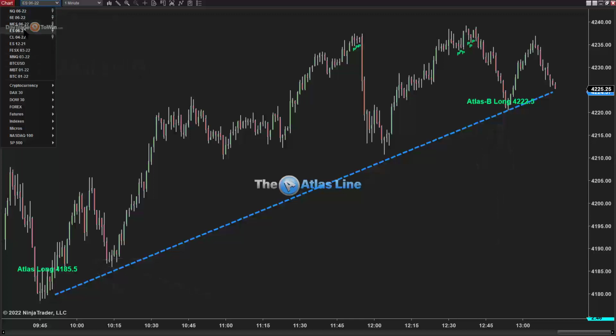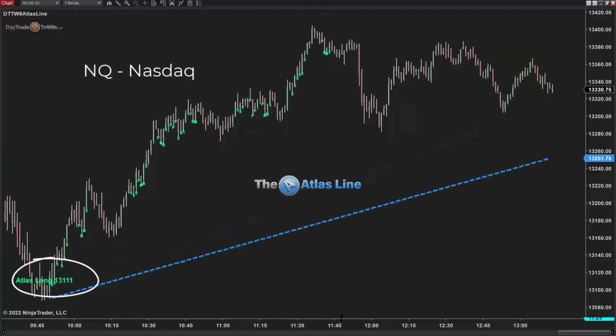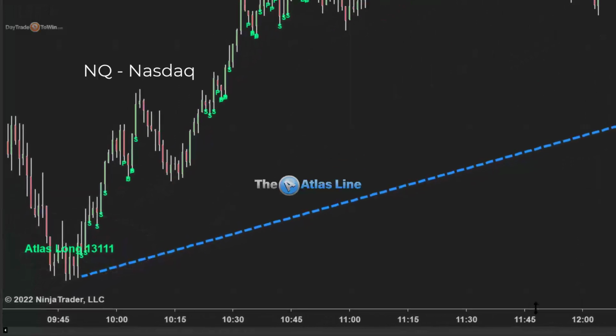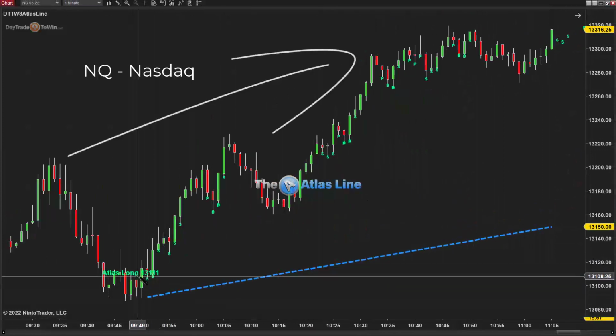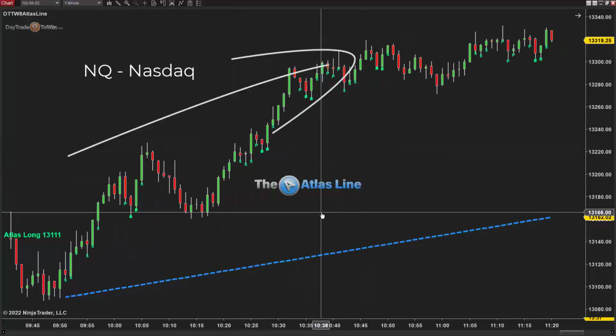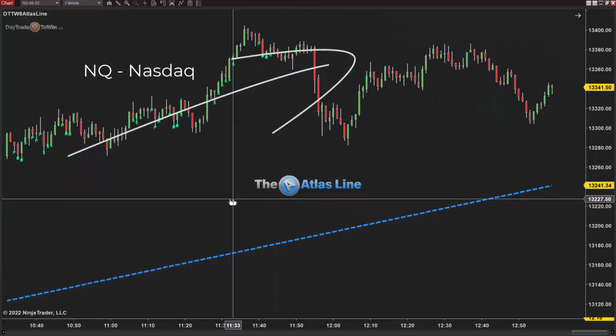So the NASDAQ is showing, again, a long opportunity. The NASDAQ is showing me a long at 13,111 right at the beginning of the day, right over here. And then you have all of these additional strength and pullback trades. That's what the S's and the P's are for. And there are no short signals whatsoever. No short signals at all.